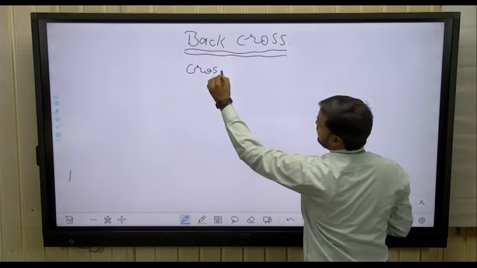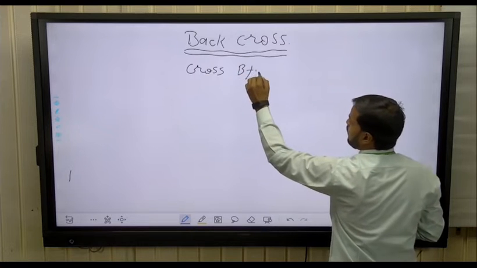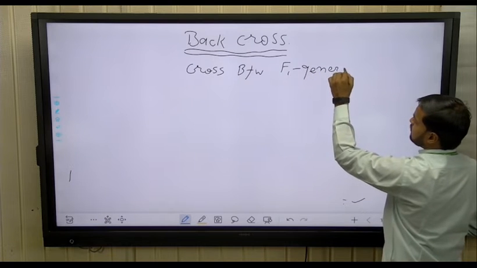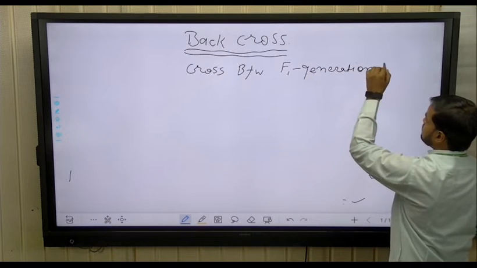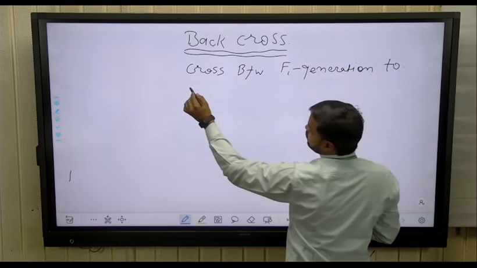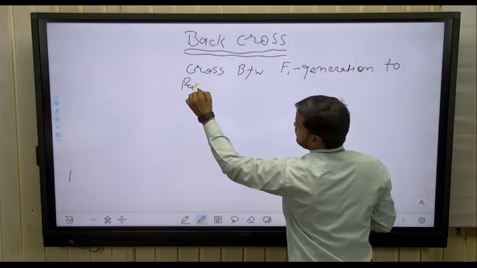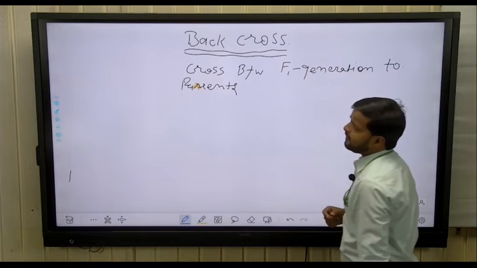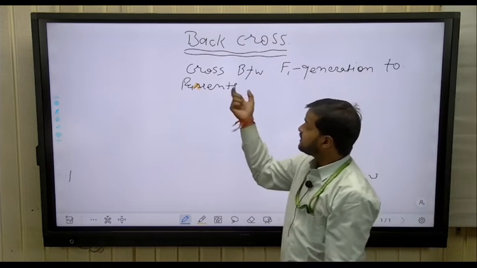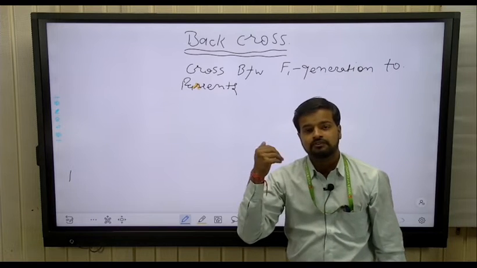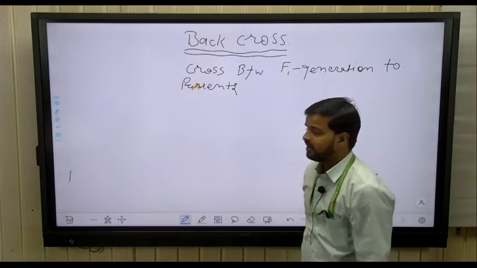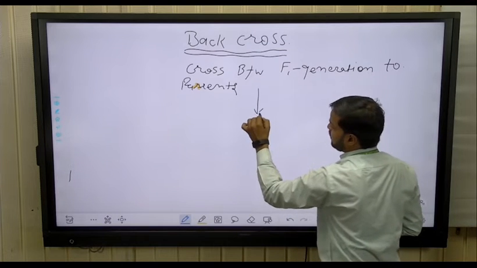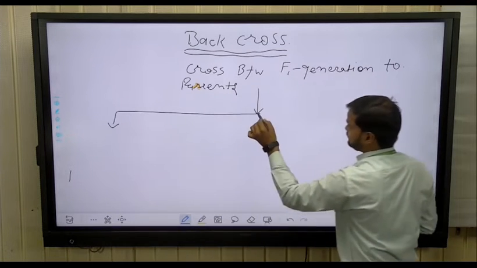Here I am drawing a cross between the F1 generation and the parents. That means in this type of cross we do a cross between the F1 generation and the parents. I am drawing this diagram on the basis of this cross.